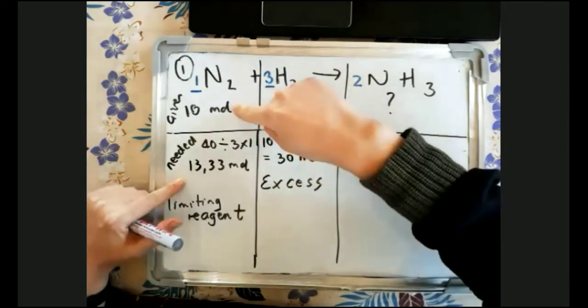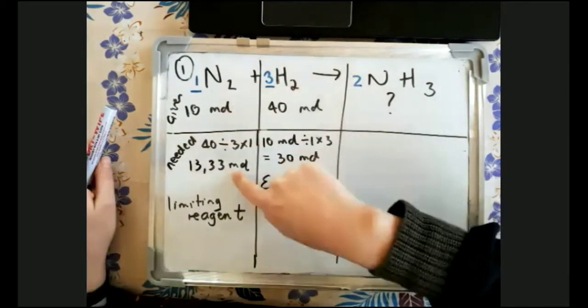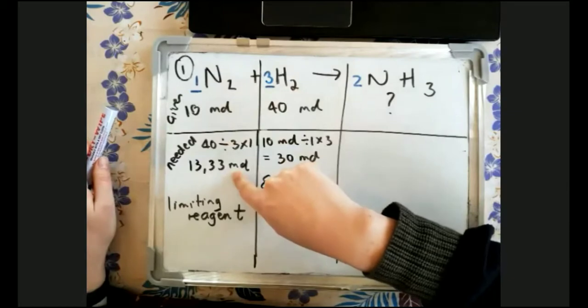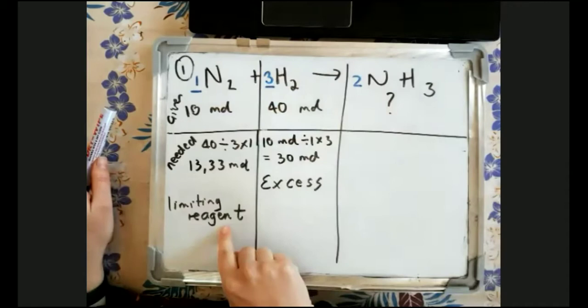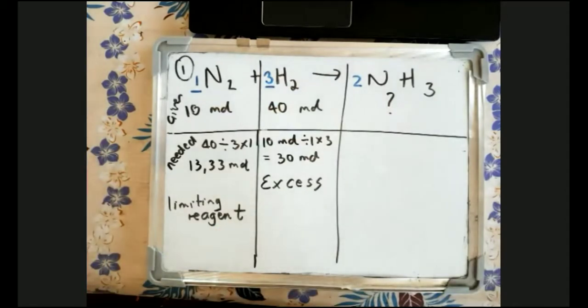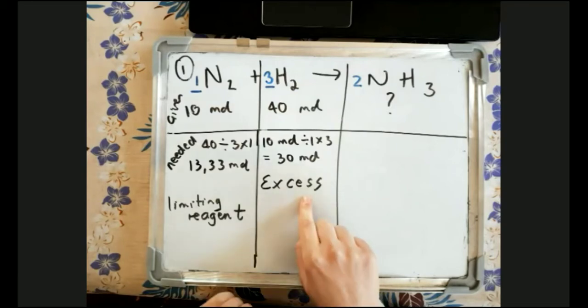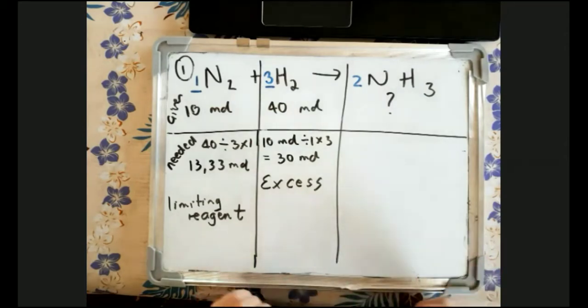Well, I was given 10 moles, but I need 13.33. So I was given too little of that substance, and you called that one the limiting reagent. So you've got two things here: one that's in excess and one that's limiting. The incorrect one is the excess. If you give me too much of a substance, then some of it is going to go to waste.